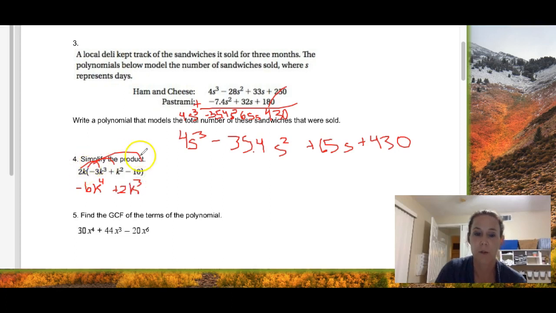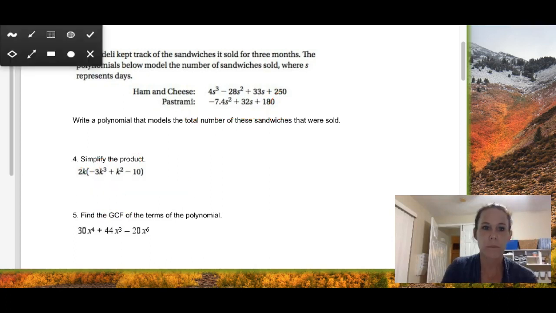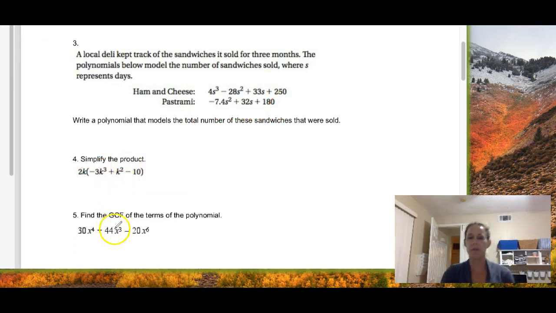And then 2k times negative 10 will give me negative 20k. And there you have it. That is simplified, and you're done with that one. All right, on to number 5.